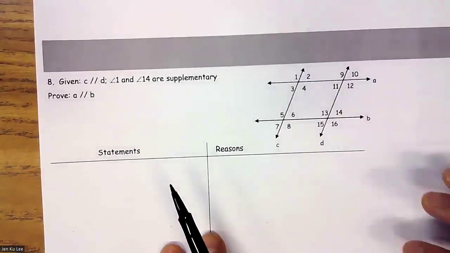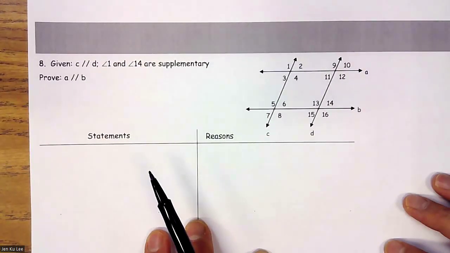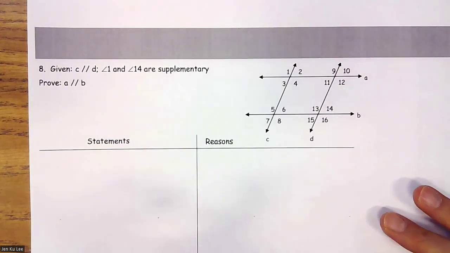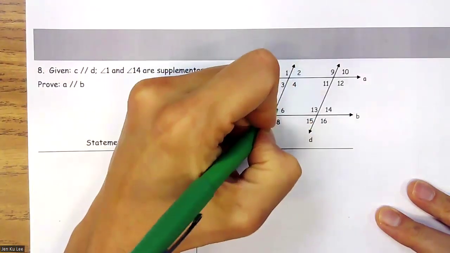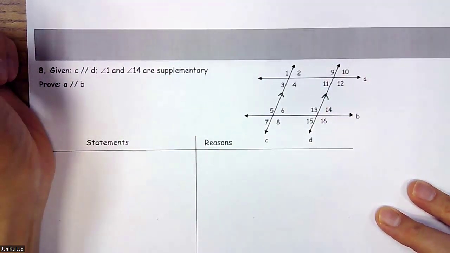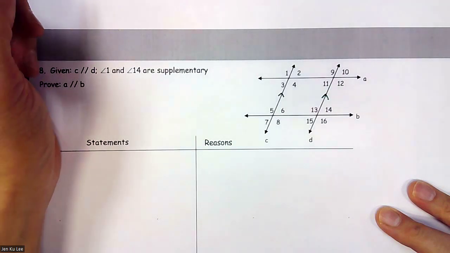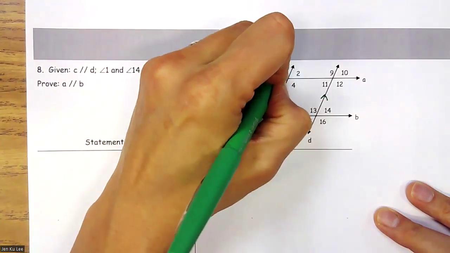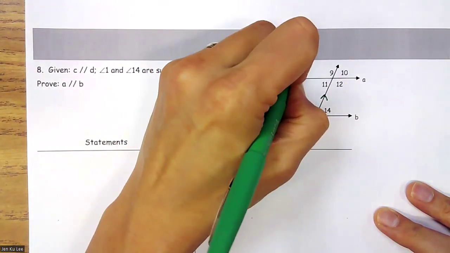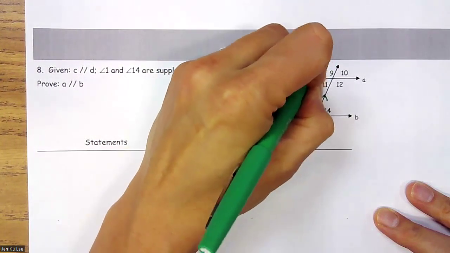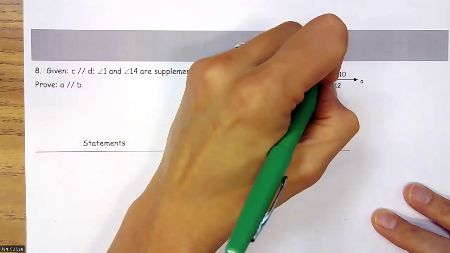Let's do this one. Okay. C is parallel to D, and angle 1 and angle 14 are supplementary. So I can say the measure of angle 1 plus the measure of angle 14, oops, not 2, is equal to 180.